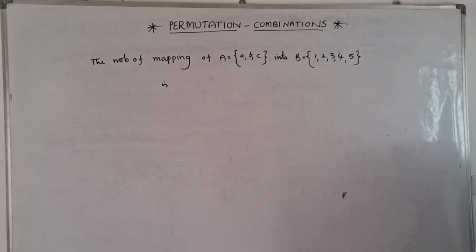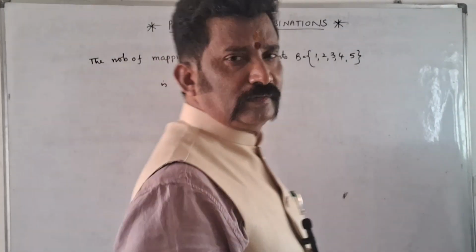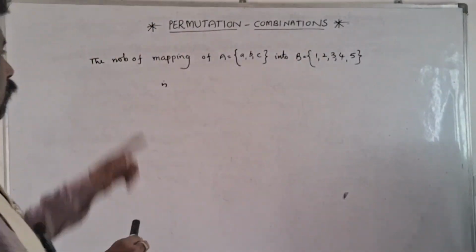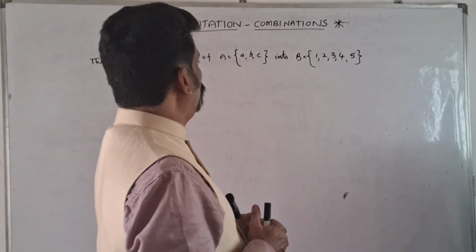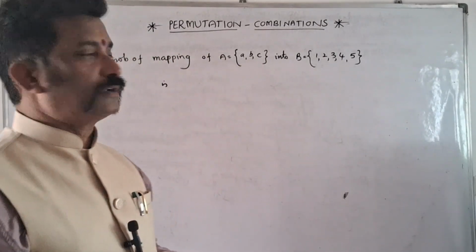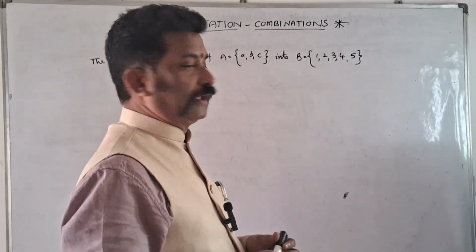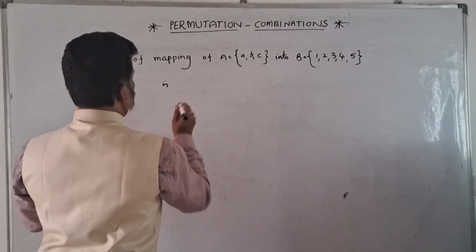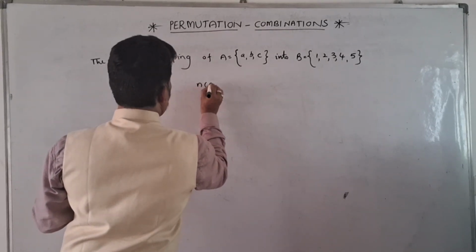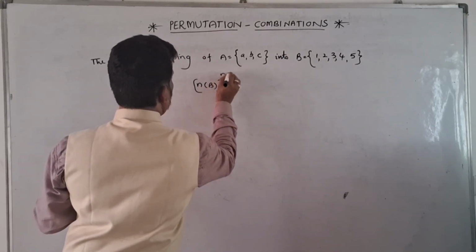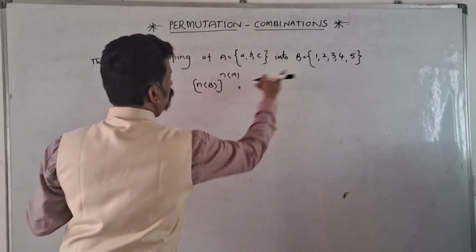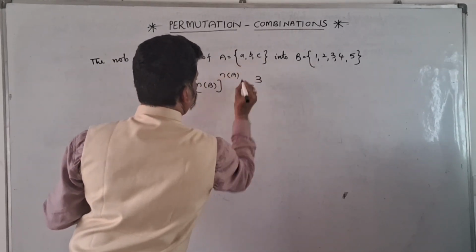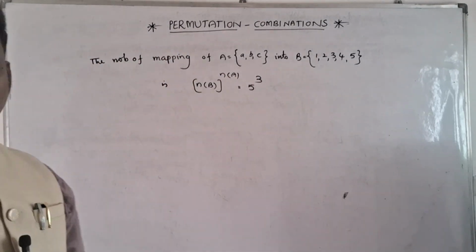That's it. The number of mappings, that means functions, of capital A equal to set of A, B, C into B equal to set of 1, 2, 3, 4, 5. Application part for this one. It is n of B whole to the power of n of A. The number of elements in B is equal to 5, the number of elements in A is equal to 3. That's it, 5 cube.